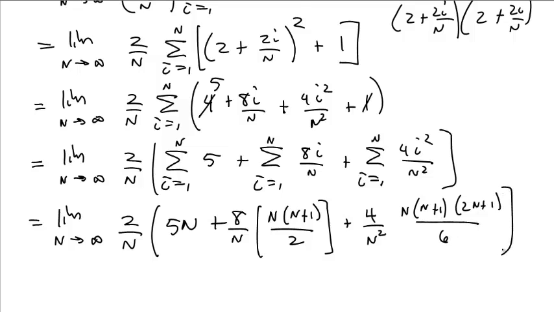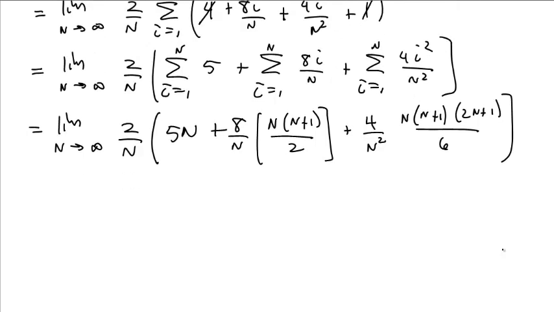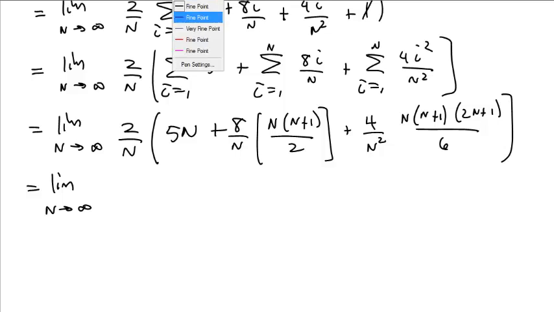But now we have no sigmas. Yay! Now we can do more algebra and simplify all of this out. As n goes to infinity, I suppose I'm going to multiply this 2 over n times everything. Well, what can cancel out? There's an n down here and an n up there.